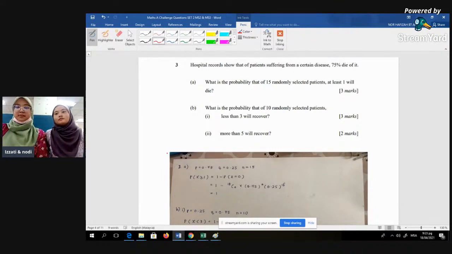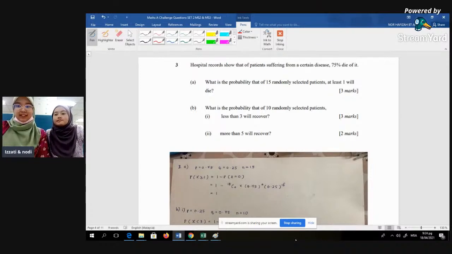Okay, so Assalamualaikum warahmatullahi wabarakatuh. So the question is, hospital records show that of patients suffering from a certain disease, 70% died of it. The question of A is, what is the probability that of 15 randomly selected patients, at least one will die? Based on the question, we know that P is 0.75 and Q is 0.25, which is 1 minus 0.75. So, n is 15.